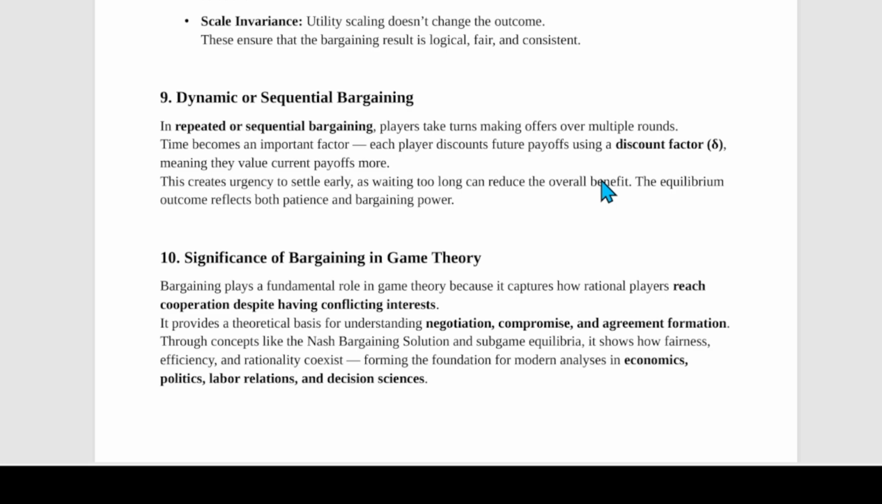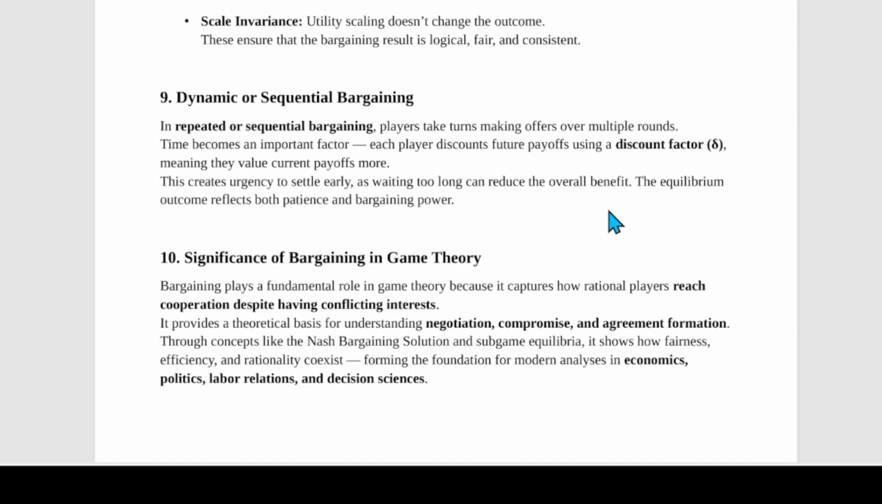So players use a discount factor. If you don't know what a discount factor is, it means that future payoff feels less valuable than a payoff now. If you do know what a discount factor is, you can just explain discount factor over here and how it helps in negotiation. If you don't know what it is, you can just explain it and move on.